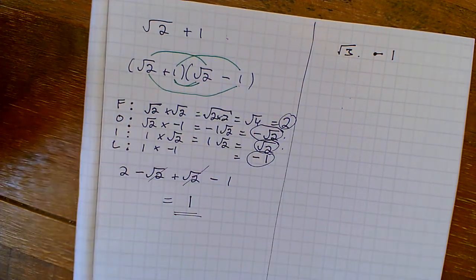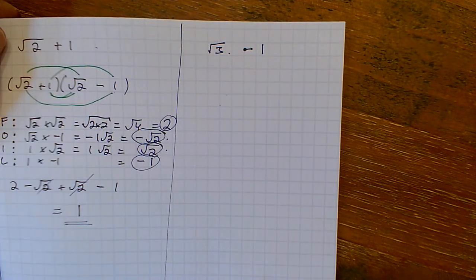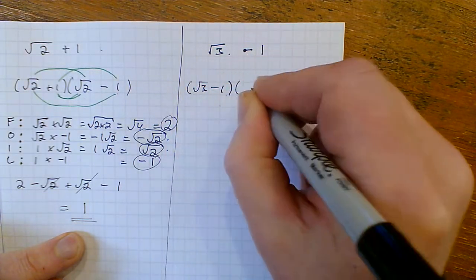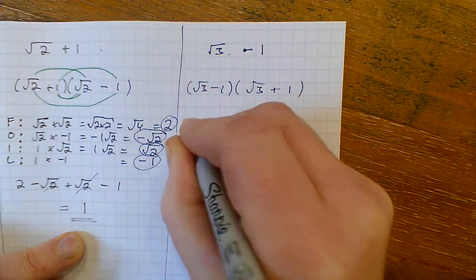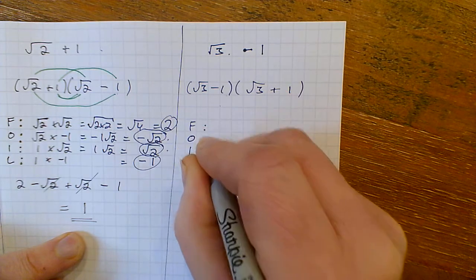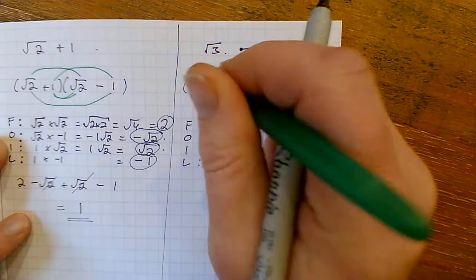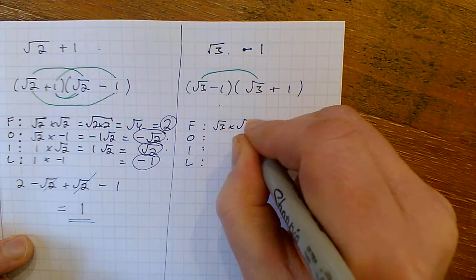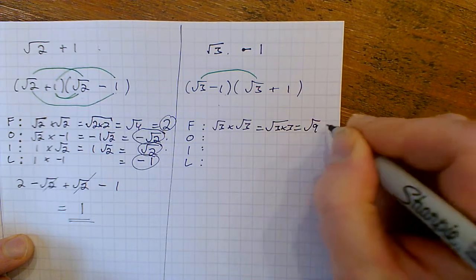Okay, pause the video and have a go yourself. Okay, welcome back. Root 3 subtract 1. Your calculation then should be root 3 subtract 1 in the first bracket and root 3 plus 1 in the second bracket. And if you're following using FOIL, I go first times first. Root 3 multiplied by root 3 is the square root of 3 times 3, which is the square root of 9, which is 3.